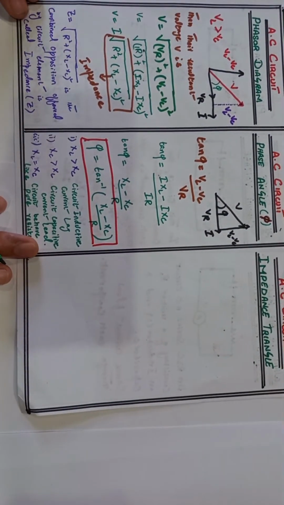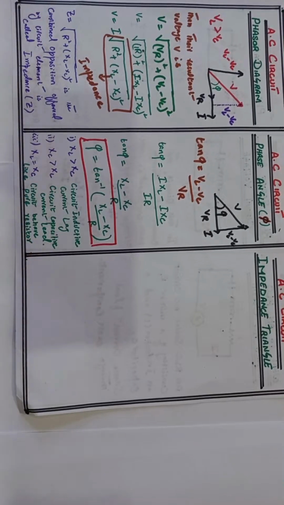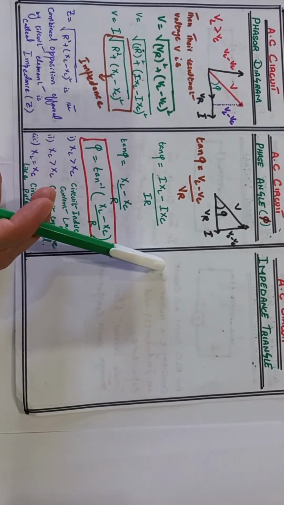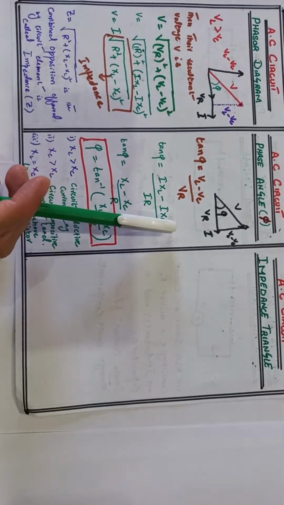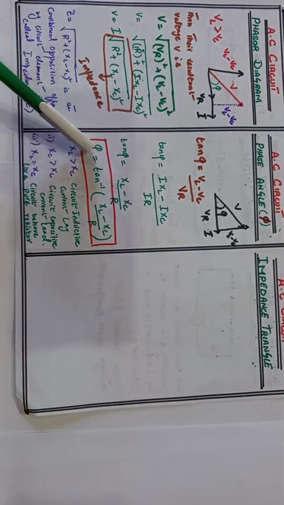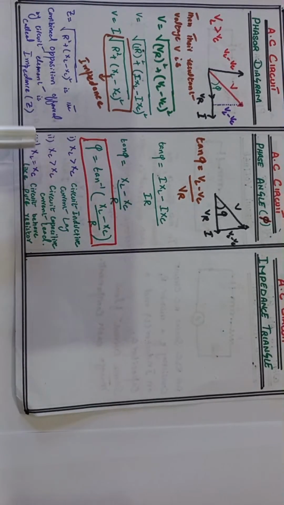So here we discussed the phasor diagram, in which we first calculate the resultant voltage, then the impedance, that is the combined opposition offered by the resistor, inductor and capacitor. Then we find the phase angle. We know that tan phi is equal to perpendicular over base. Here the perpendicular is VL minus VC, and the base is VR. So we put in all the values to find the phase angle. Then we discuss the three cases.